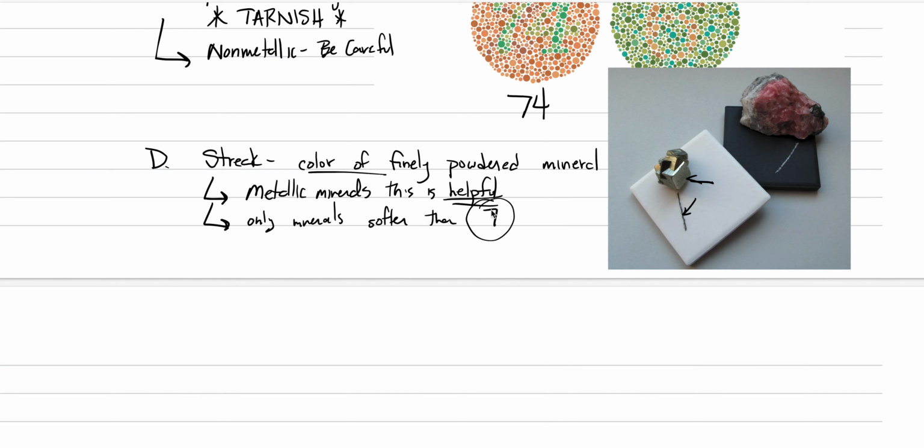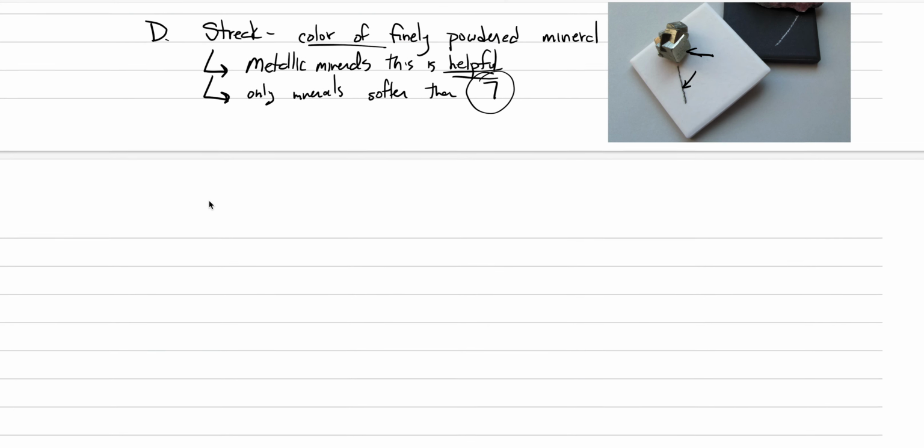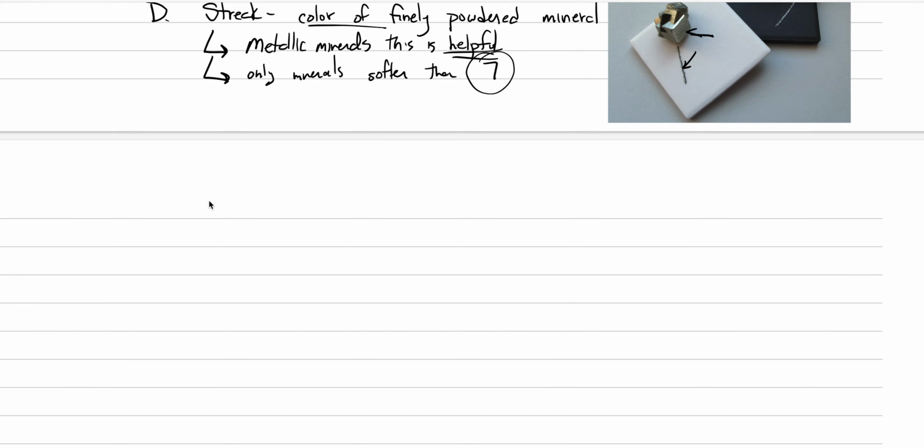And if you don't know what I'm talking about when I say Mohs hardness of 7, that's because I haven't introduced it yet and it's coming in the next lecture. So that's a little embarrassing for my order of operations here. D, so next is E.